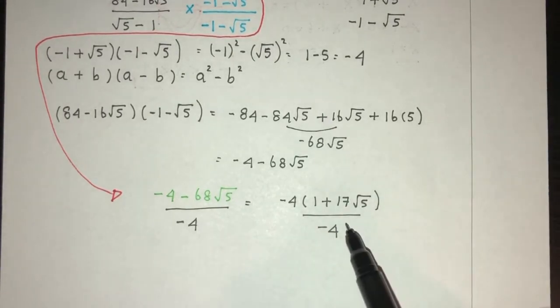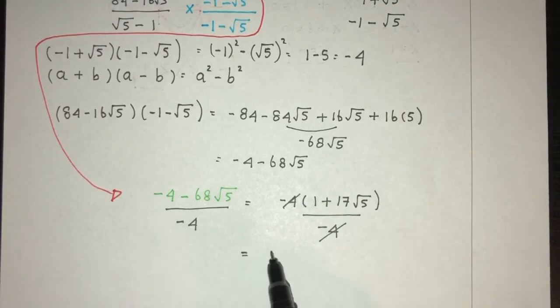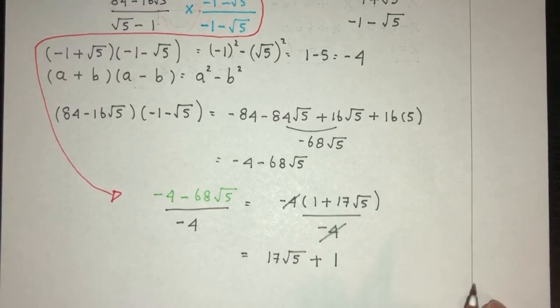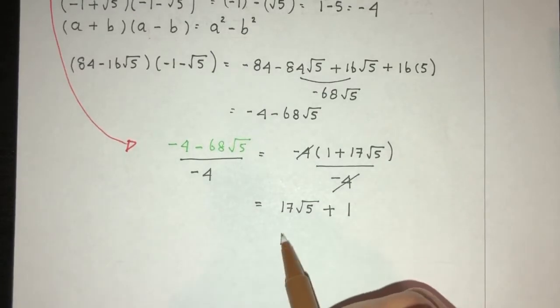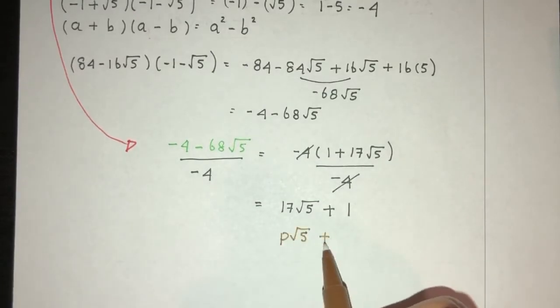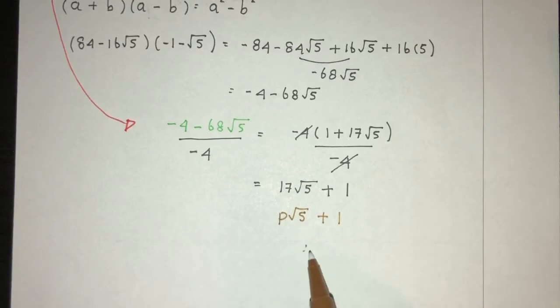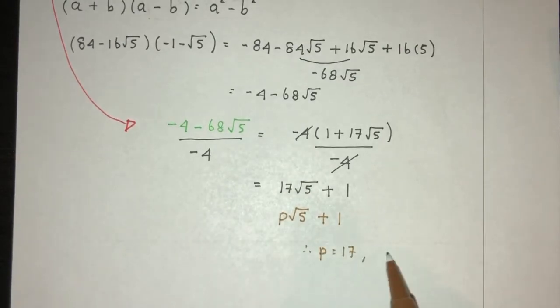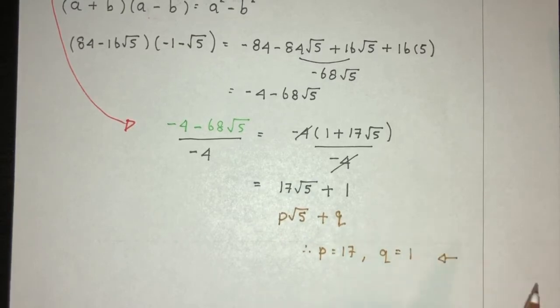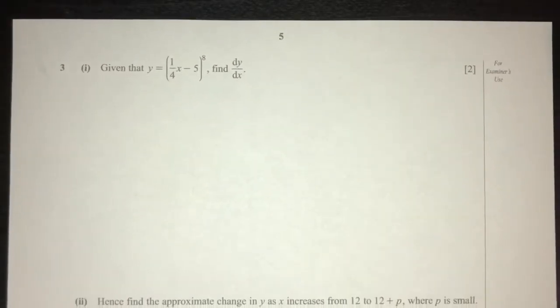So these two can cancel out. So you will have 17 root of 5 plus 1. So your answer will be given in this form, which is p root 5 plus q. So that is p root 5 plus q, when the value of p is 17 and q is 1. And that is your answer for question number 2. Let's move on to question number 3.